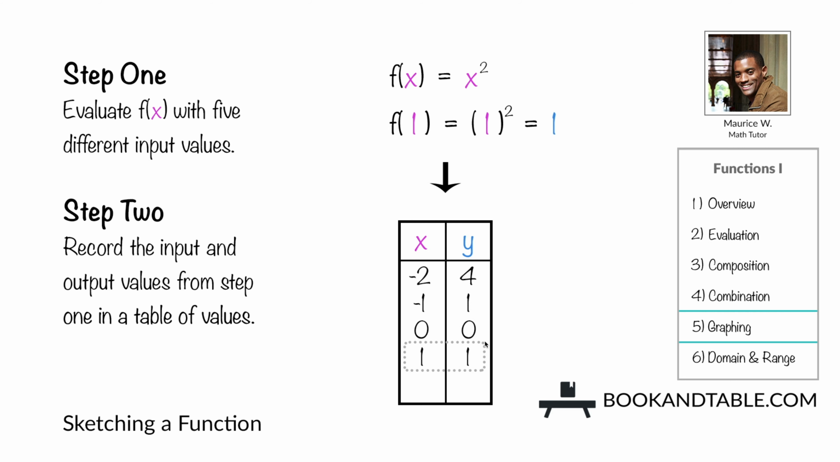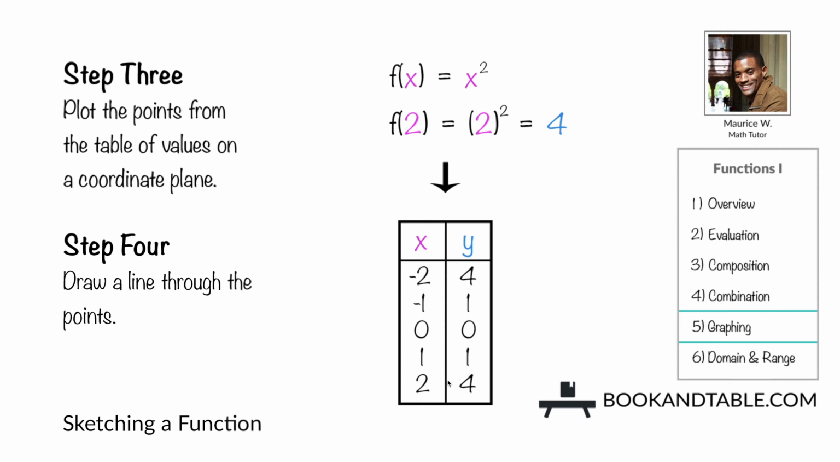And for the fifth point, we'll plug in +2 for x, giving us 2 squared, which is equal to +4, showing us the input is +2 and the output is +4. So now we have 5 ordered pairs from this function, nicely laid out in a table for us. And now step 3, we want to plot the points from the table of values on a coordinate plane, and then we will draw a line through those points.